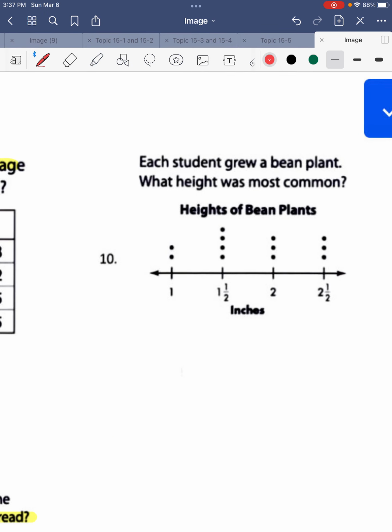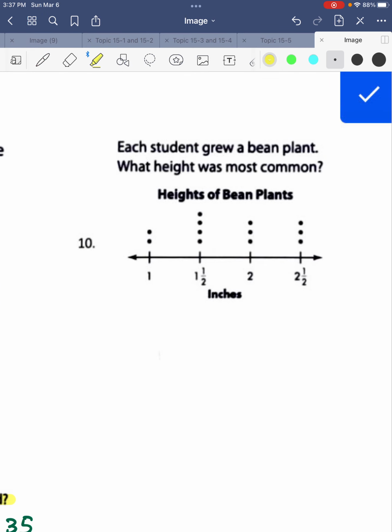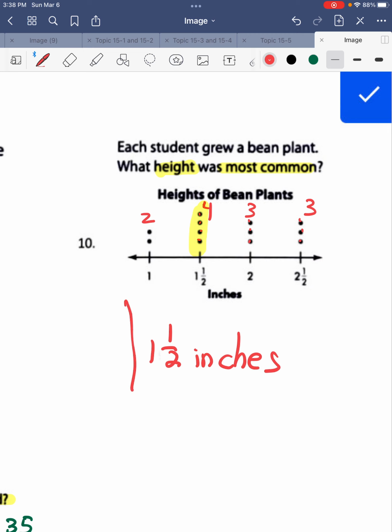Okay. 10 says, each student grew a bean plant. What height was the most common? So like I said, when we get these, we need to label them. So I have 1, 2, 2 dots. 1, 2, 3, 4, 4 dots. 1, 2, 3, 3 dots. 1, 2, 3. So the one with the most dots is this one, 1.5. So what's the most common height? 1.5 inches, because it has the most dots.